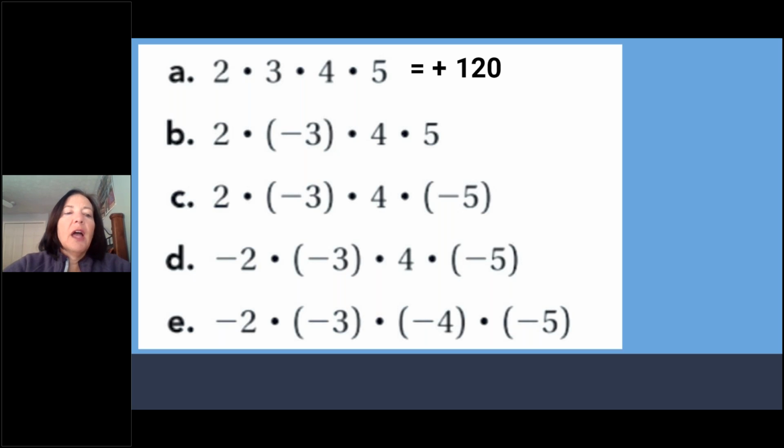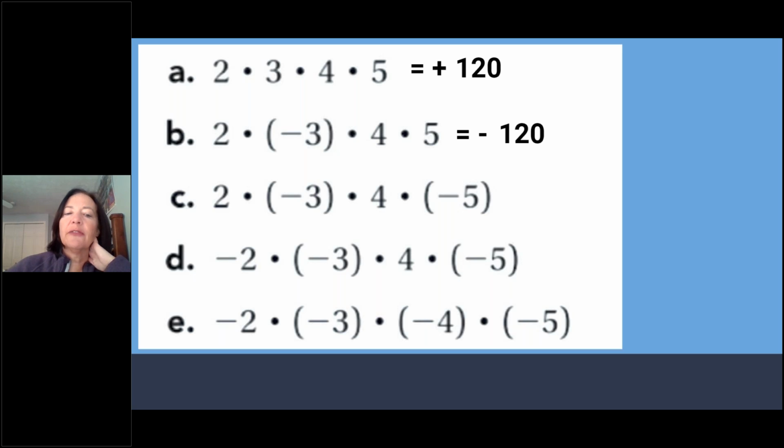Now we have all the same absolute values, but this time we have one negative sign in there. So our answer, is it going to be a positive or a negative? Well, we've got one negative sign, and one is an odd number. So it's going to be a negative 120. That's it. How about this next one?